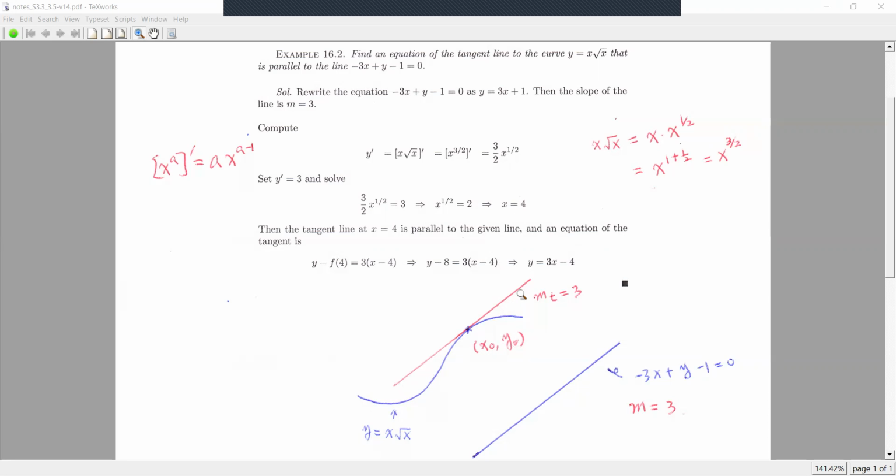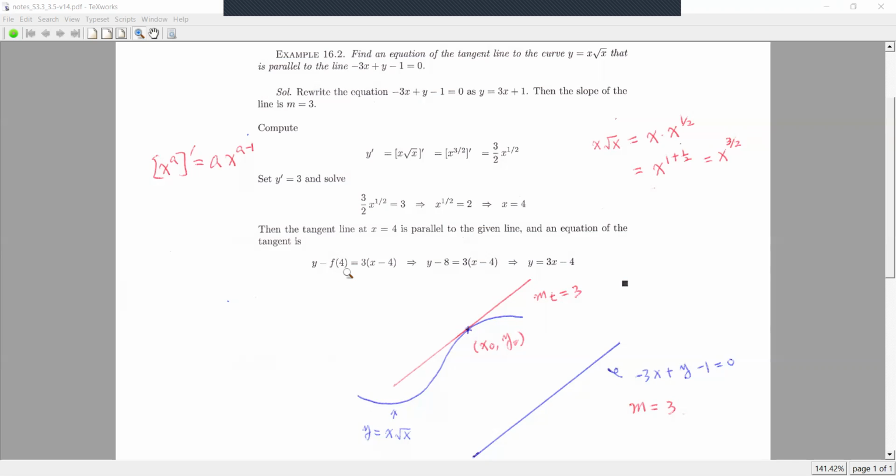Now about this tangent line, we know one point and also the slope of the tangent line. So by the point slope formula, we can write down the equation of this line. The equation is y minus y1, where y1 is the function value at 4, is equal to the slope, number 3, times parenthesis x minus x1, where x1 is 4.